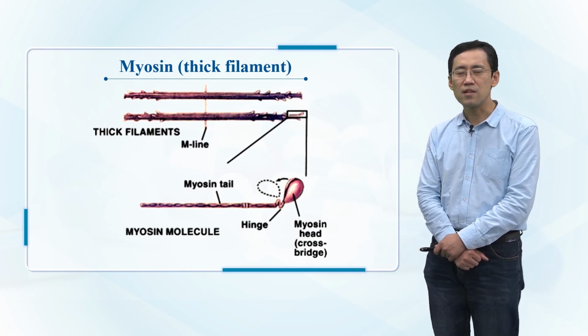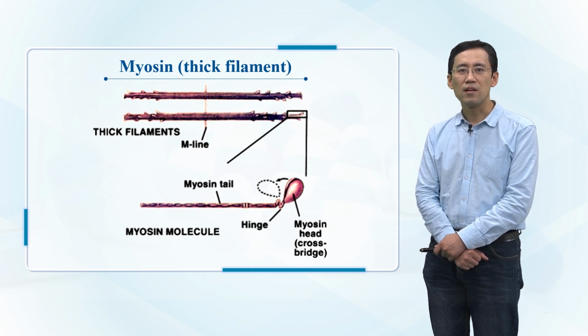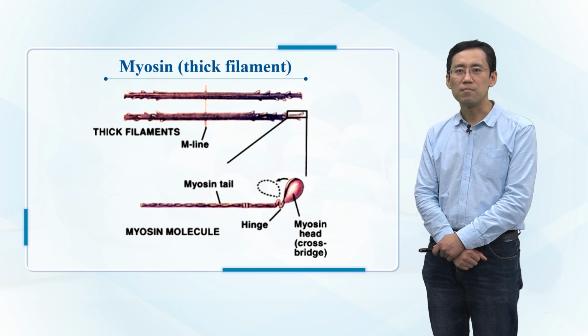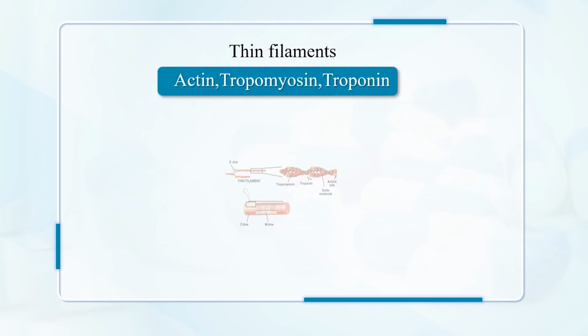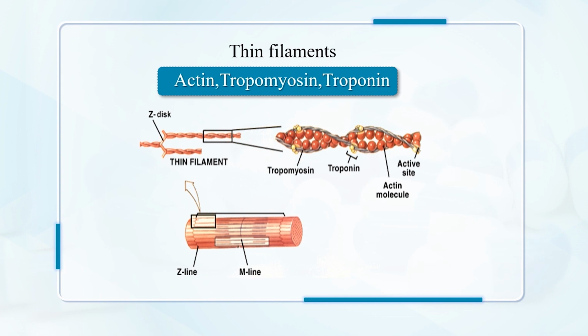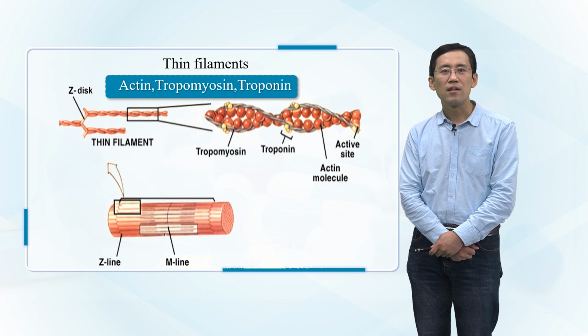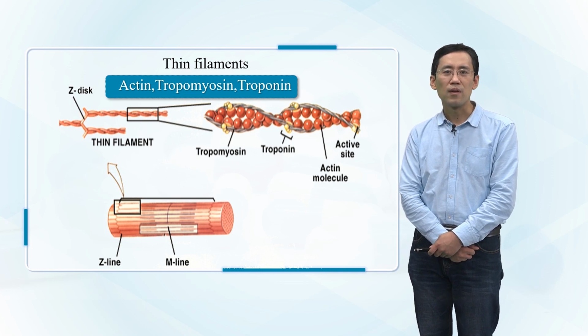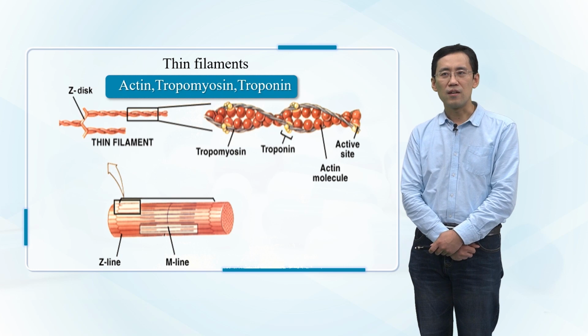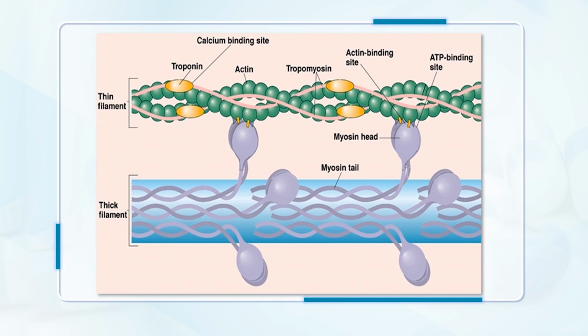Let's see the myosin in detail. The thick filament has myosin tails and the myosin head, which is called the cross bridge. The thin filaments include actin, tropomyosin, and troponin. It connects at the Z disc, and there's troponin and actin molecule, which can connect with the thick filament head to make movement. And this picture is very clear and provides more details.